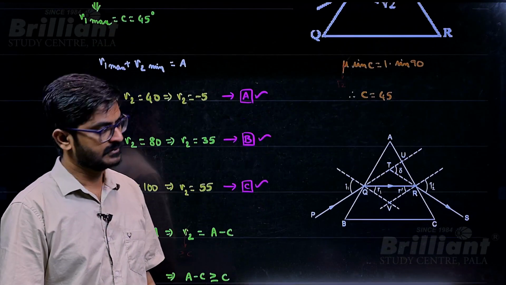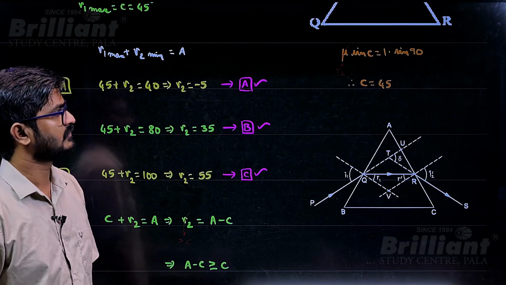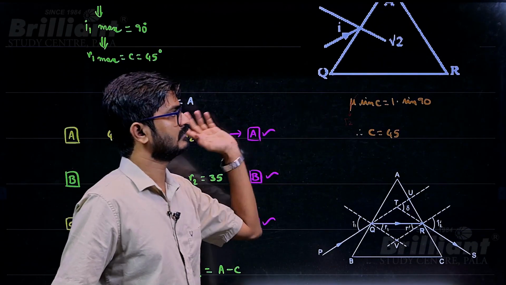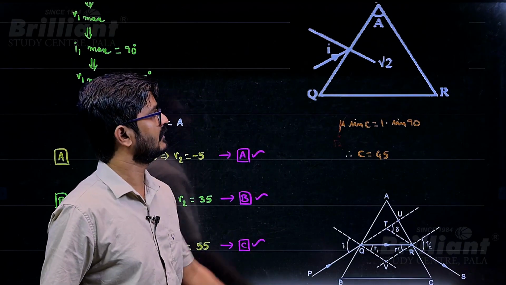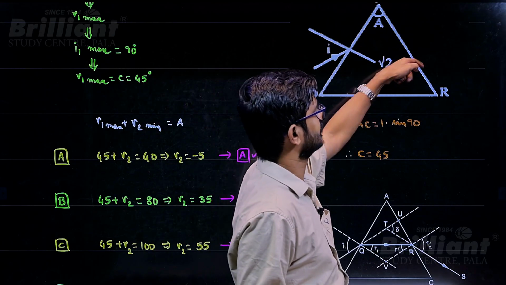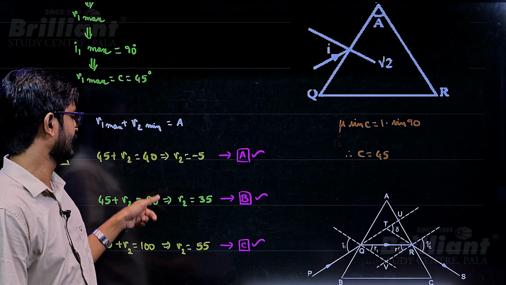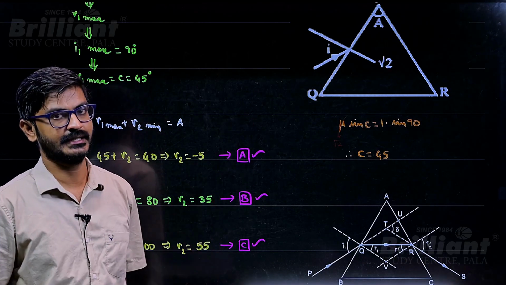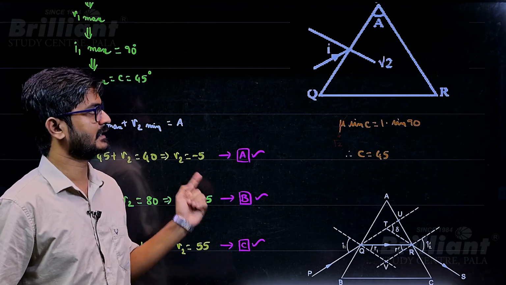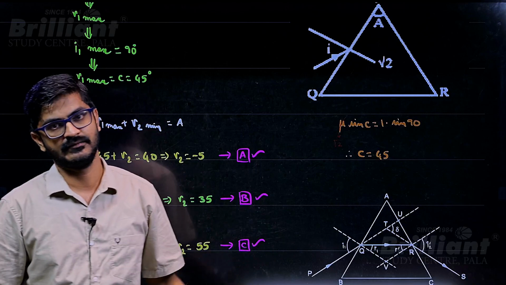What about option B? In option B, we found R2 minimum value is 35. For the minimum value of R2, it will go out. What will happen for the maximum value of R2? That is when you send it like this. The angle R2 is going to be the A value, right. R2 is going to be 80, which is more than the critical angle. So, it is not going to go out. It will be totally internally reflected back. So, only some rays will be going outside, and some rays will be totally internally reflected back.